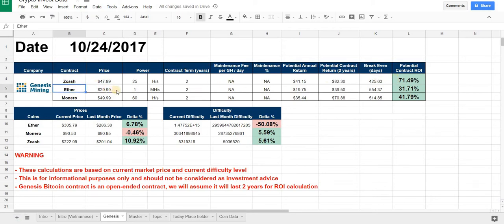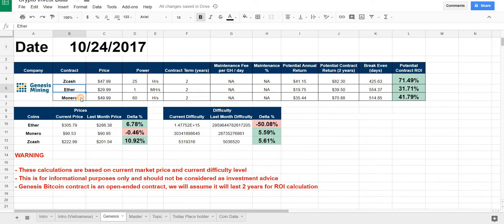The Ethereum contract is still at $29.99. It does give you 1 megahash per second. It is a 2 year contract. The potential annual return for this contract is $19.75, and the potential contract return for 2 years is $39.50. The break-even day is about 554 days, and the potential contract return on investment is 31%.